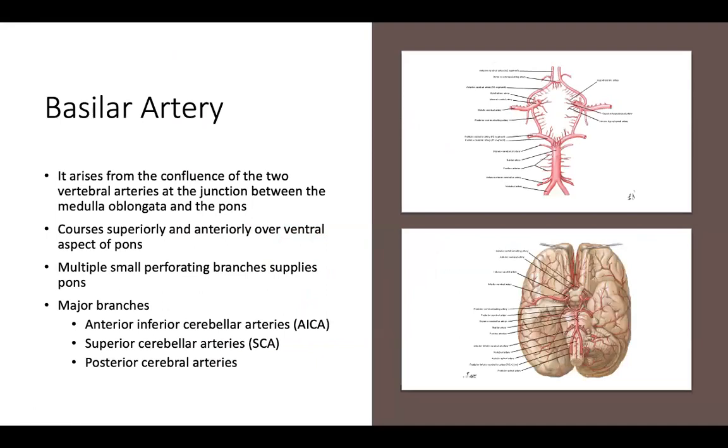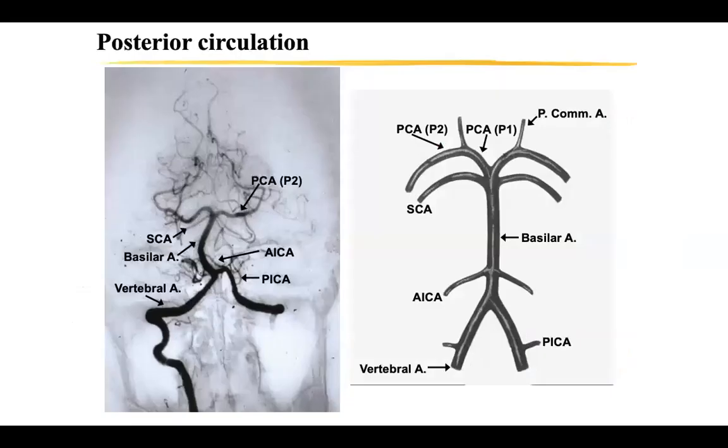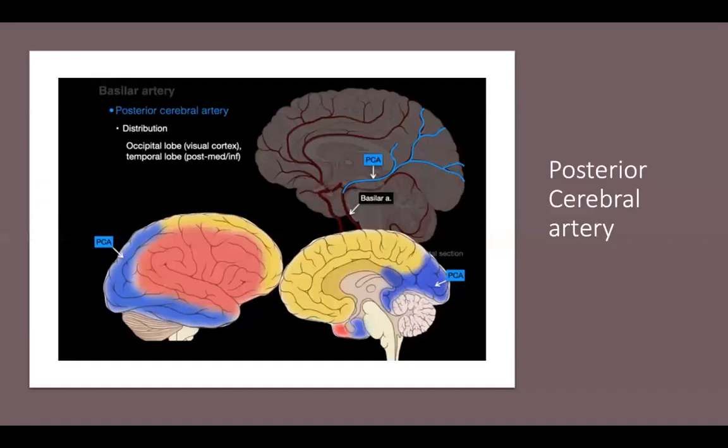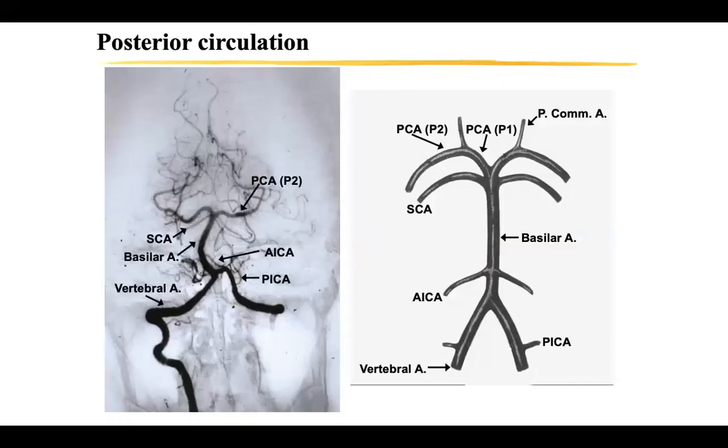Now, again, to talk about the basilar artery, we said it arises from the union of the 2 vertebral arteries. It's superior and anterior over the pons. It has multiple perforating branches, and the final branches we spoke about earlier. The same, just another picture. Now, the posterior cerebral artery, by the way, there are brainstem problems that will happen when you have injury to the basilar artery and to the vertebral artery.